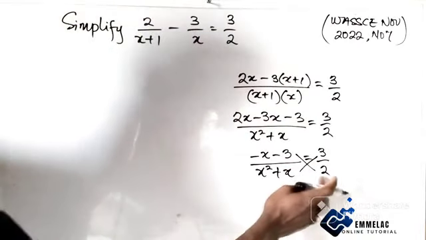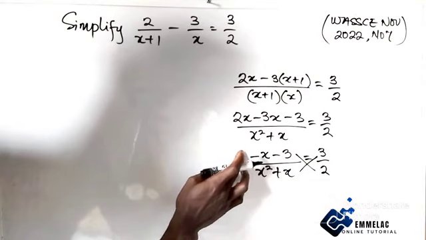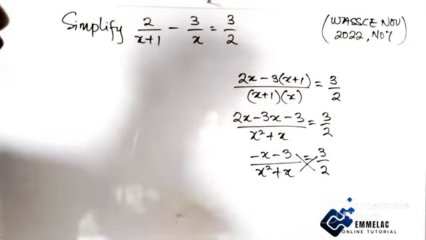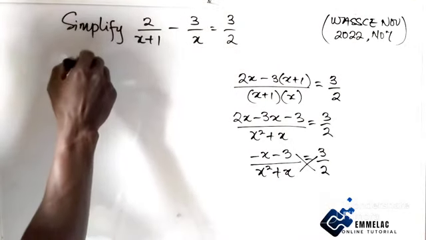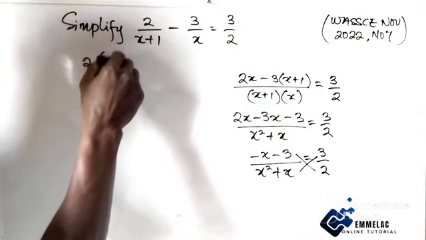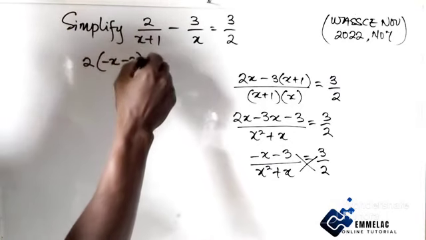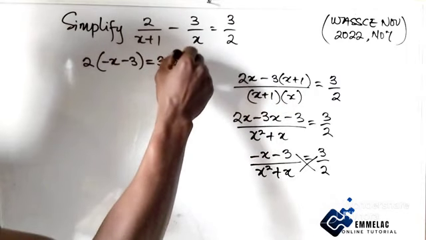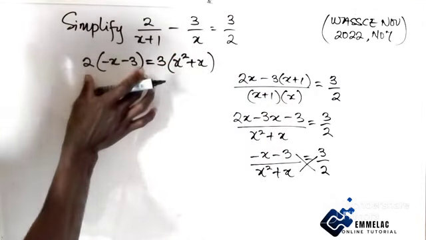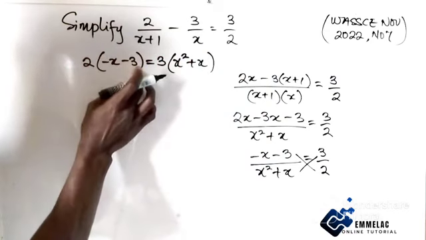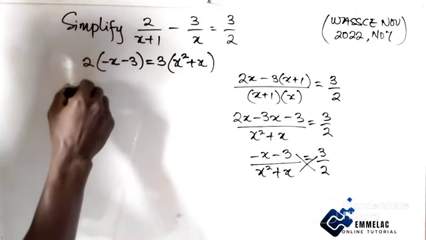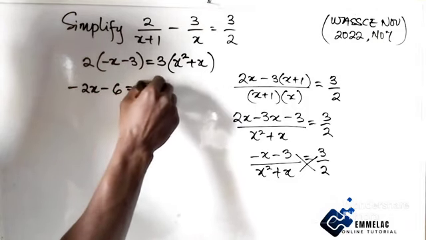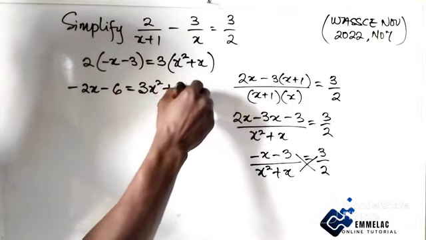So this will multiply through by the numerator, and this will multiply through by the denominator on the right hand side. So here we have that 2 into minus x minus 3 equals 3 into x raised to power 2 plus x. Alright, opening the bracket, this multiplied by whatever is in the bracket, we have minus 2x minus 6 equals 3x squared plus 3x.